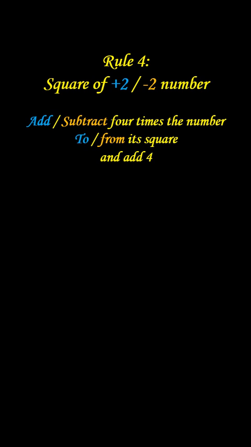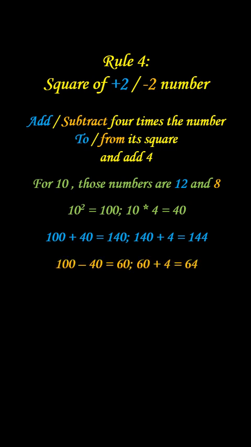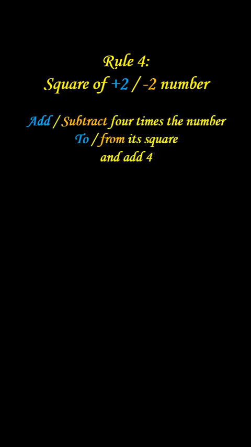Let us see. For number 10, these numbers are 12 and 8. So 10 squared is 100. 10 times 4 is 40. 100 plus 40 is 140. Plus 4 is 144. 100 minus 40 is 60. Plus 4 is 64. 12 squared is 144. 8 squared is 64.